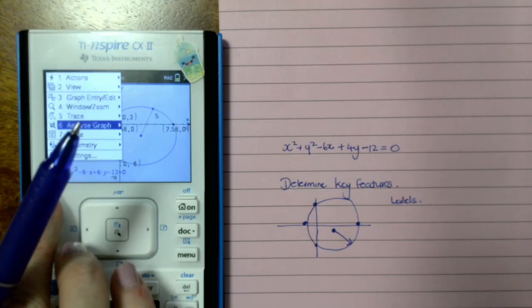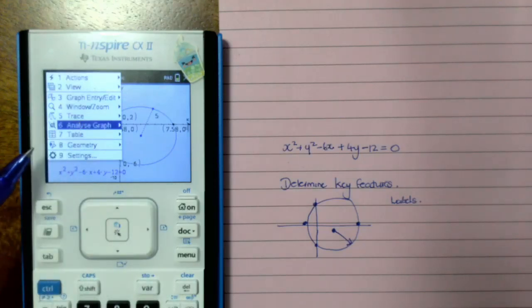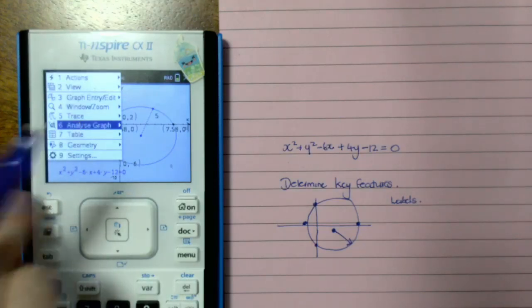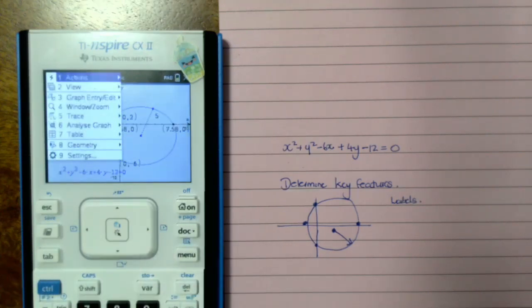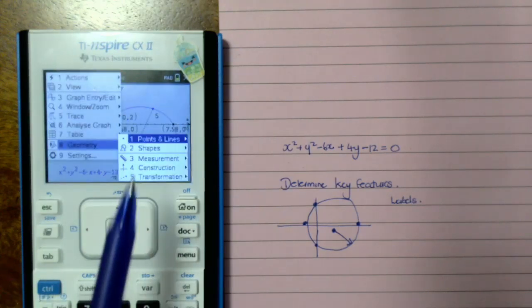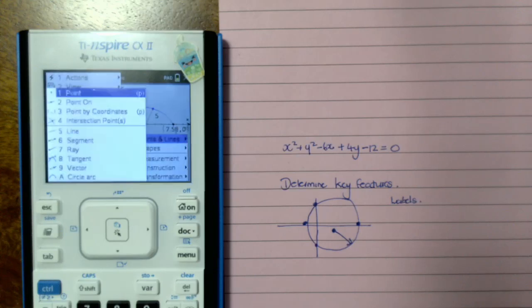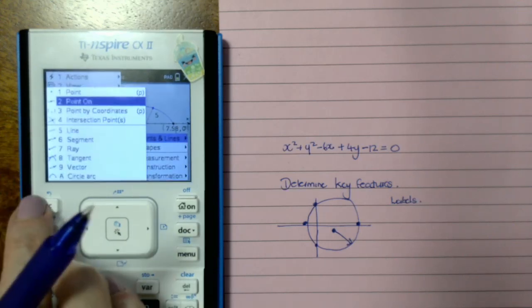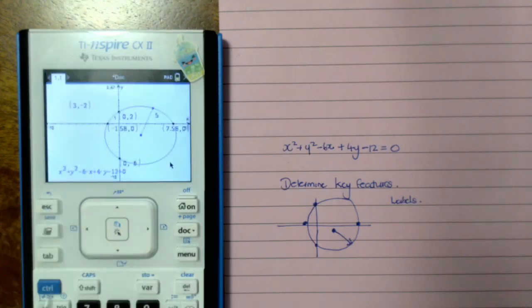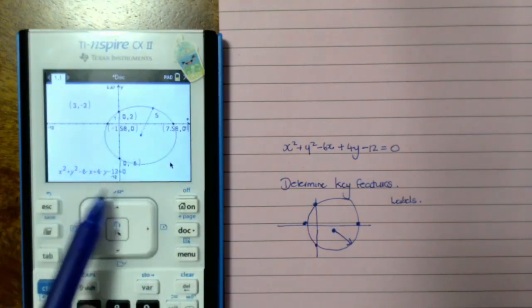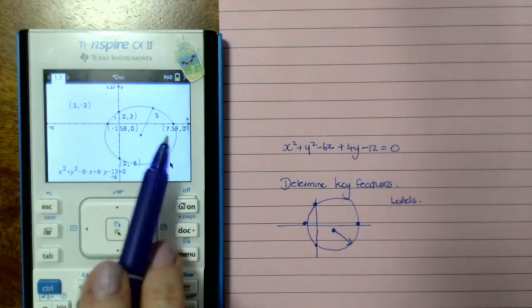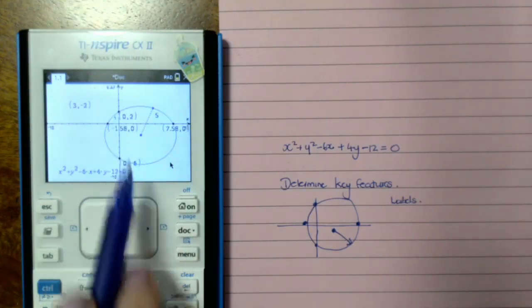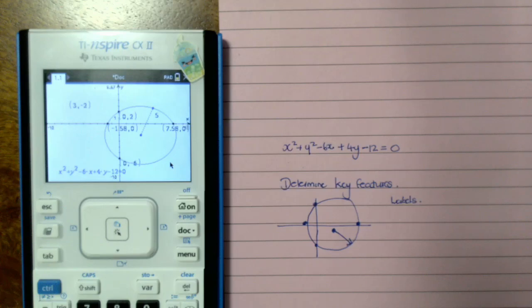When I'm finding intercepts, I cannot go to zeros because it doesn't work. I need to go to Geometry, and I need to put my points on. So I go to 2 and I say point on. That's telling my calculator to look for any points that I hover over. So then when I hover over my intercept, it automatically gives me the points. And remember, you would then transfer that onto your solution.